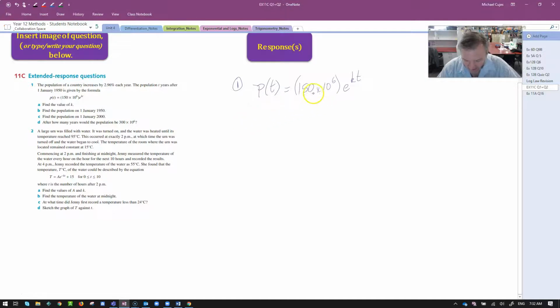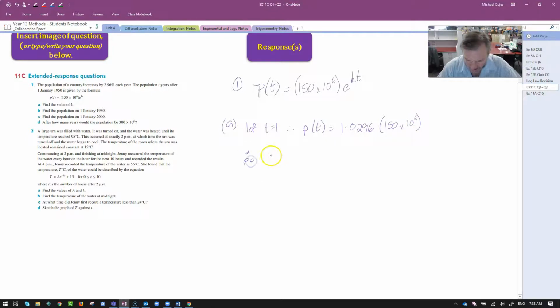So here we go. We've got P of t equals 150 million e to the kt. Now, for part A, they have told us to find the value of k, and we know that it's increasing by 2.96% each year. So why don't we let t equal 1? And we know that the population 1 year later will be 1.0296 times whatever the original population was, because it's increasing by 2.96%.